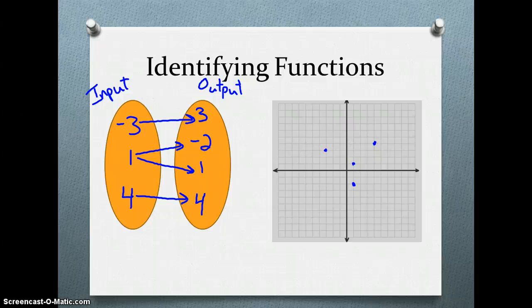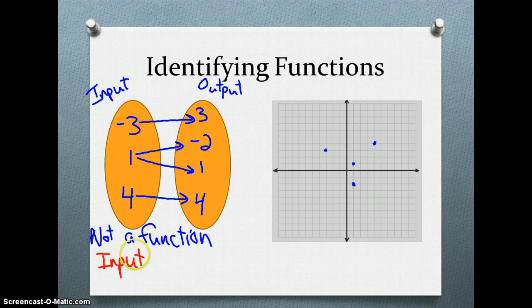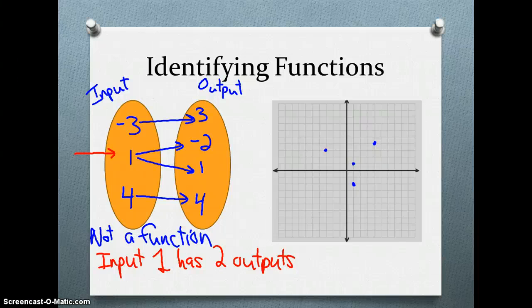Now the question is, is this a function or not? And the answer is it's not a function. Okay, the input 1 has 2 outputs. So it fails our definition of a function because this input right here, 1, goes to more than one output. We see we have 2 lines coming out of it to different numbers.